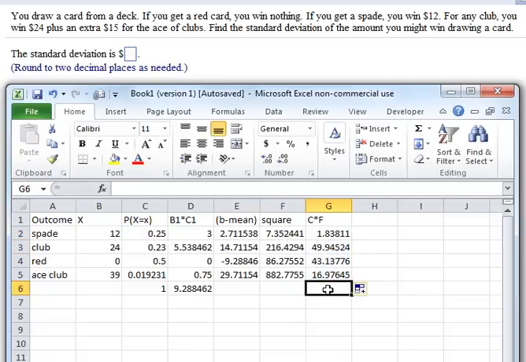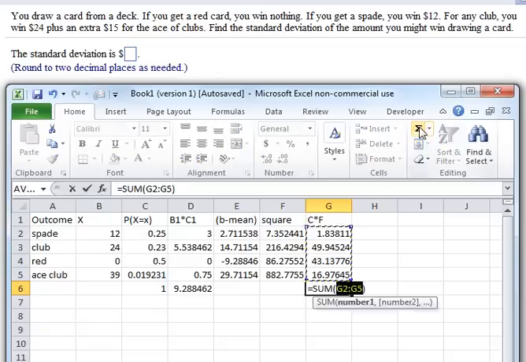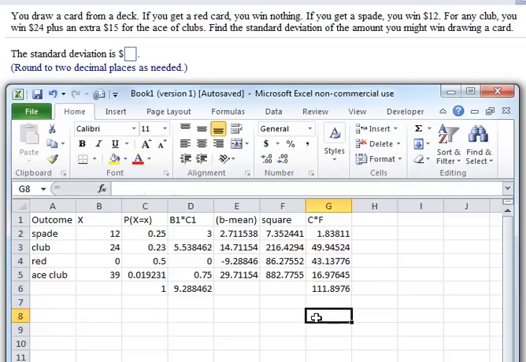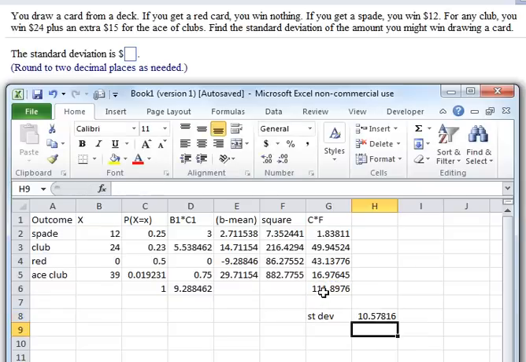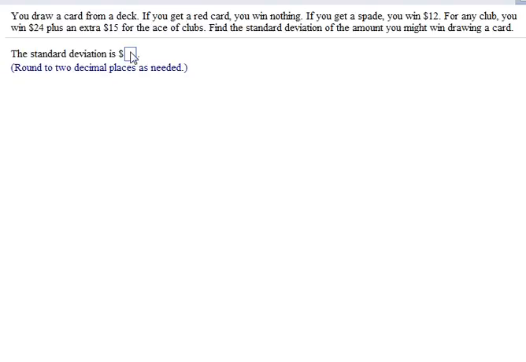Then you'll find the sum of that column. And finally, the standard deviation is the square root of that sum. So you do equals square root, SQRT, parenthesis, the sum of the squared deviations times their corresponding probability. So 10.5758, rounded to 2 decimal places.